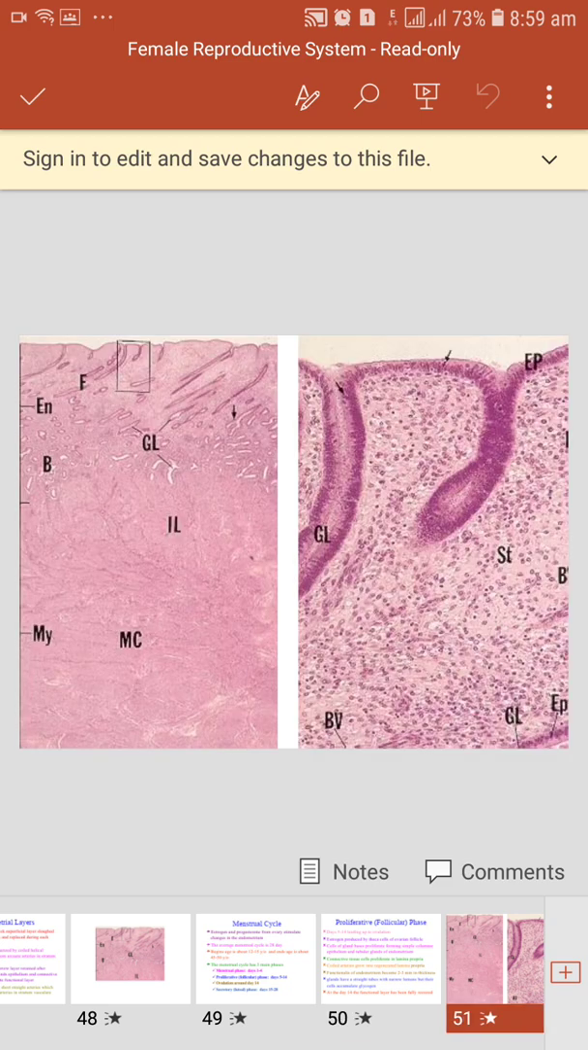This is showing the proliferative phase. Here is the proliferation. You can see there is the restoration of the epithelium and the lamina propria.